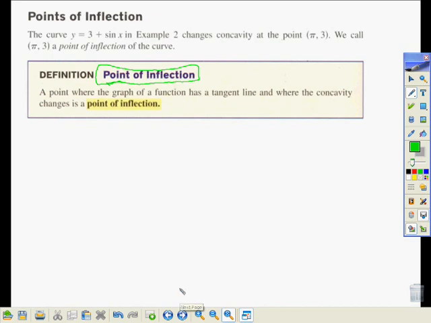Now, for this definition, notice it says a point in the graph of the function has a tangent line and where the concavity changes. So this having a tangent line is important because if I have a function that does something like this, it's concave up and then it's concave down. But at this point, I do not have a point of inflection because even though this is concave up and then concave down, there is a change there. But if the derivative doesn't exist there, then it's not a point of inflection. What we need for a point of inflection basically is a smooth curve.